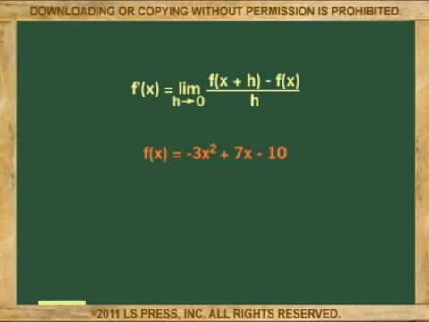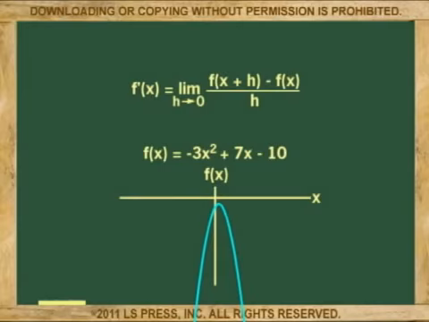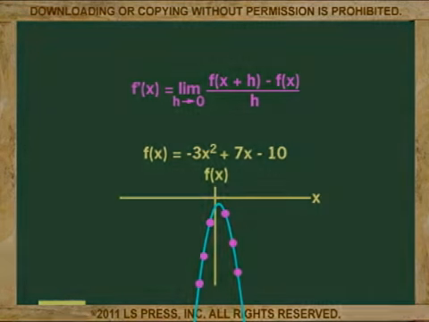The first example says that the function of x equals negative 3x squared plus 7x minus 10. By now you should know this is a quadratic that yields the parabola shown here. By finding the derivative of this function, we will be calculating an equation to help us find the slope at any point of the parabola.